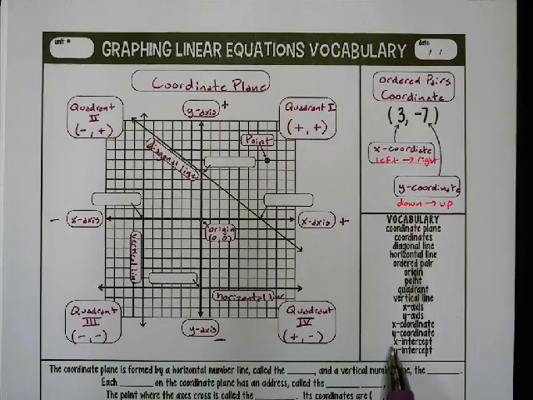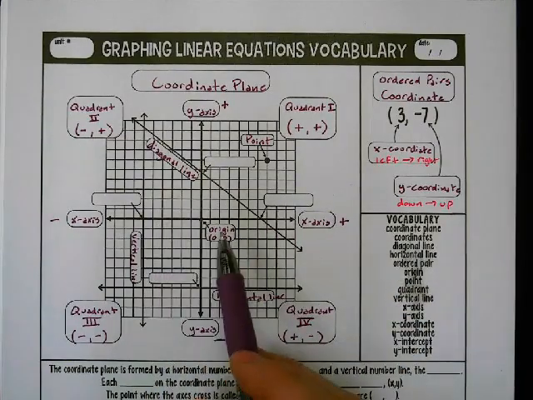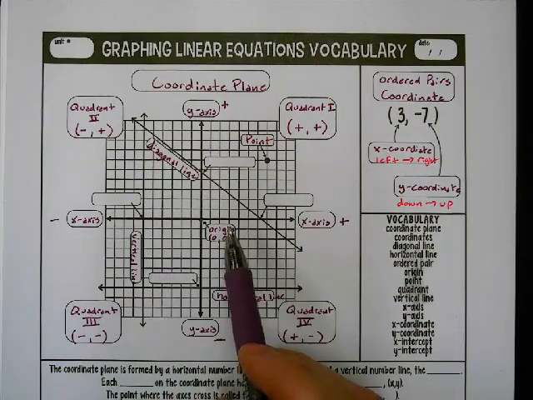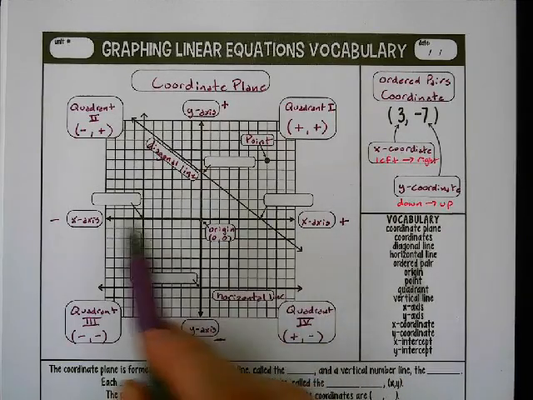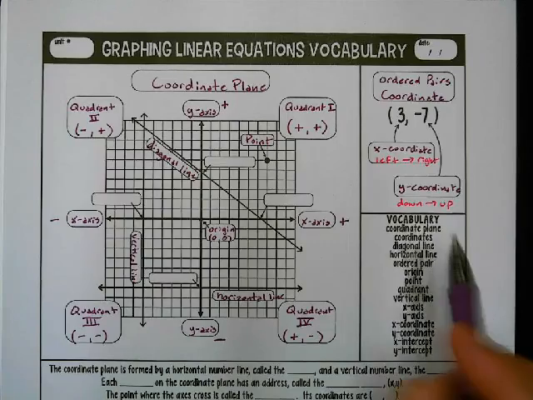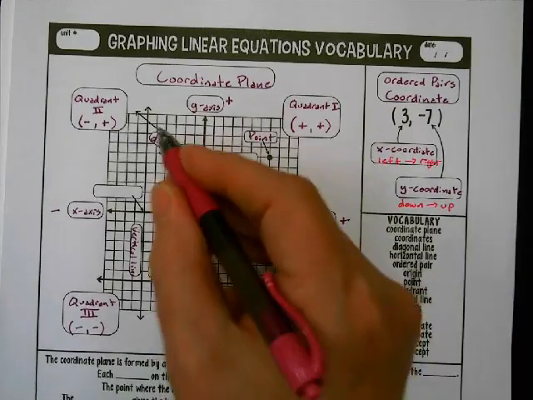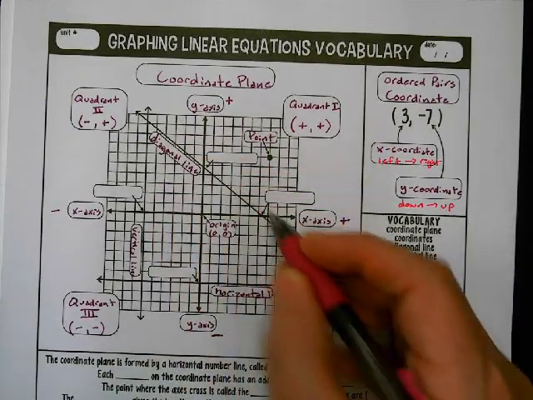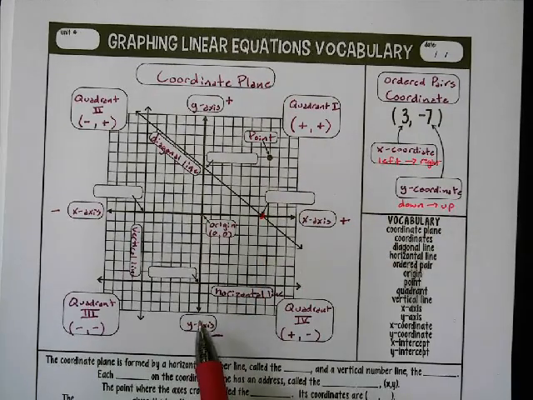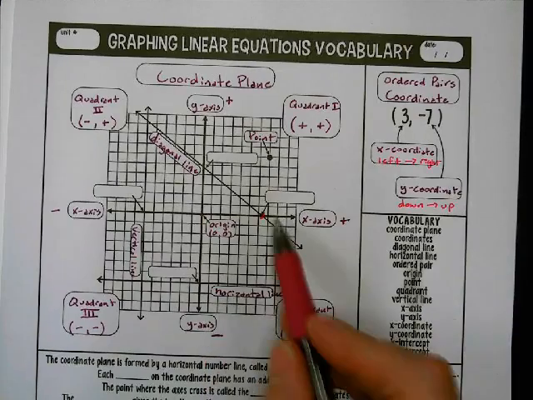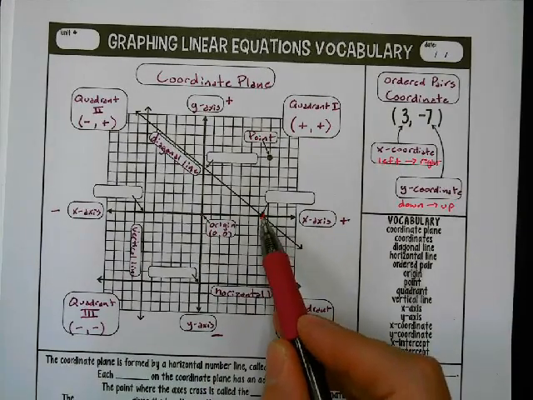An x-intercept. Okay, anytime your line crosses the x-axis, so this is our x-axis, we would call that an intercept. So I can see that this diagonal line is going down, down, down, and right here, boom. That line crosses the x-axis, and we would call that the x-intercept.